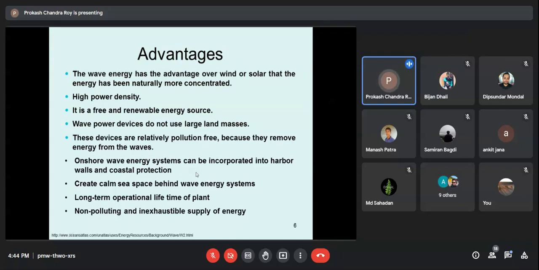If we create the compass, the sea space behind the wave energy system. So when you have some power system in the coastal area, obviously it will create some beauty. And long-term operational lifetime of the plant. So basically, these are simplified or simple devices, so you have a large operational lifetime compared to the others. And obviously non-polluting and enhances the supply of the energy.